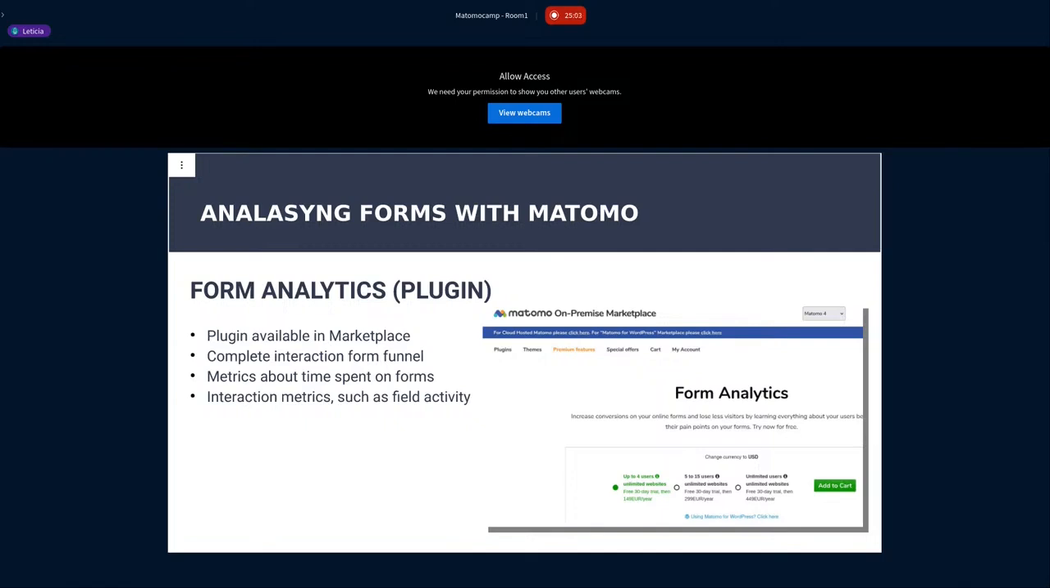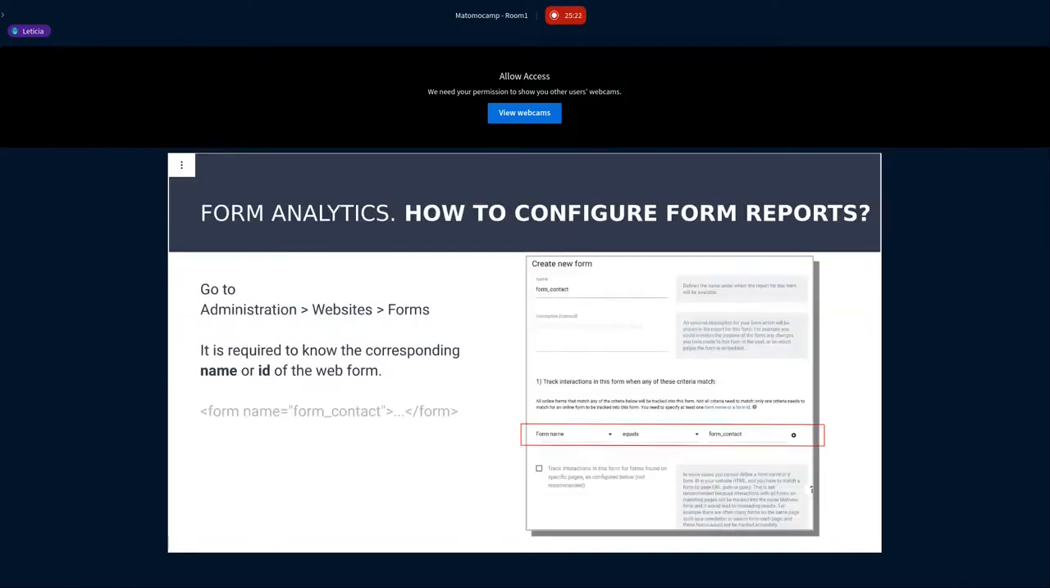It is possible to use these reports directly on the Matomo dashboard and check all the data. For me, it's one of my favorite features in the tool. And it's not complicated in the setup, but these reports are not as simple as what we saw in the goals. Form analytics reports can be set up like the goals from the administration section. In this case, we need to go to administration, websites and forms. And here we can add and configure the forms we want to display in the reports.